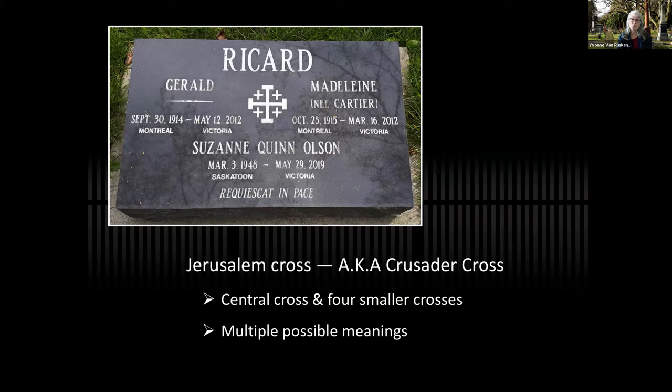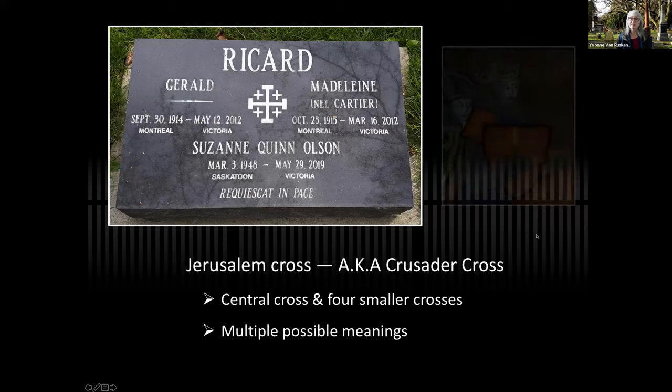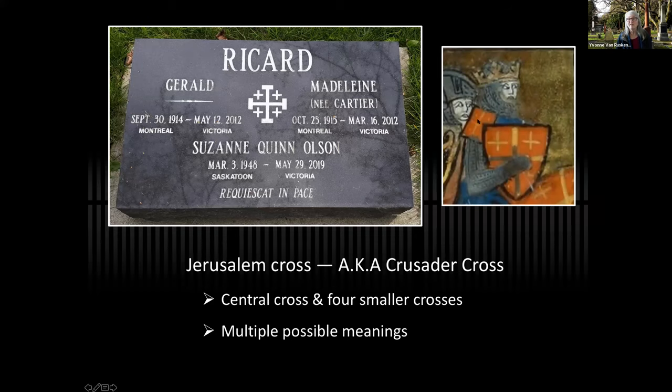This is called the Jerusalem Cross, also known as the Crusader Cross. The origin of the name comes from the Kingdom of Jerusalem that was founded by Geoffrey de Bouillon in 1099 after the First Crusade to the Holy Land. And here's an image purported to be of him, although it was done 300 years after he died. So who knows what he actually looked like. However, this does show the shield with the Crusader cross on it.